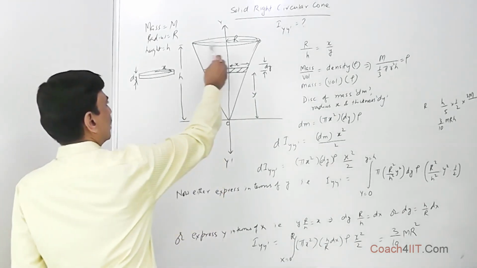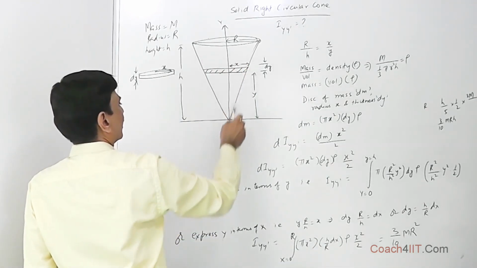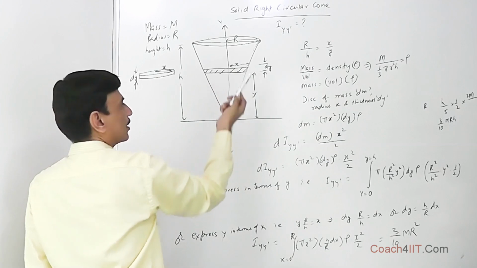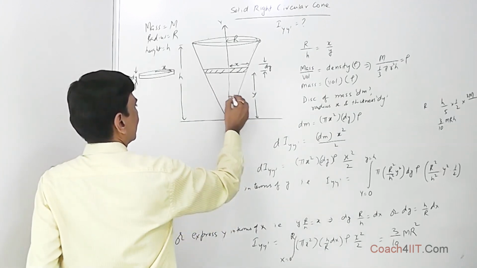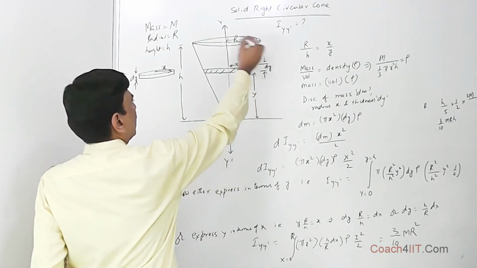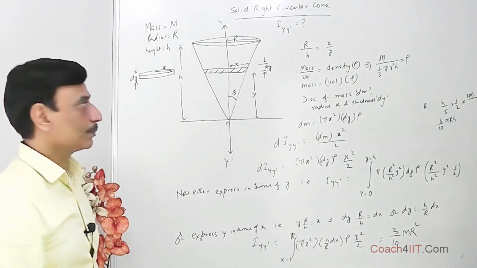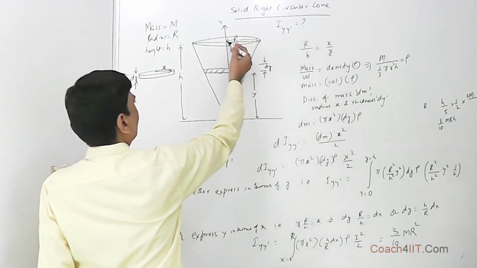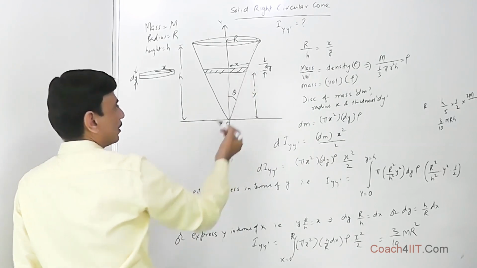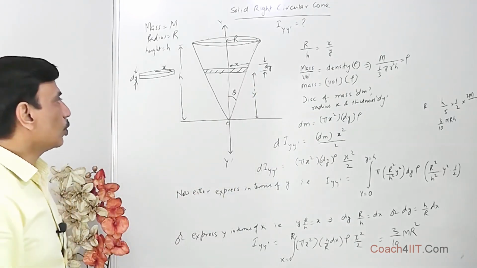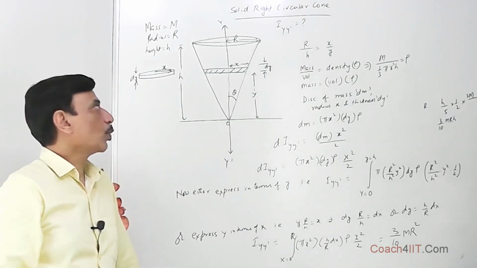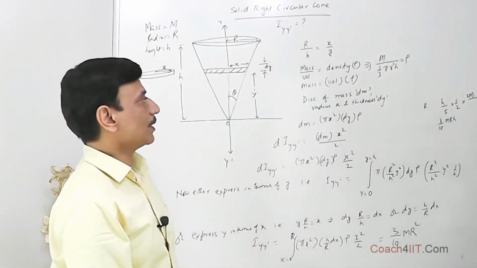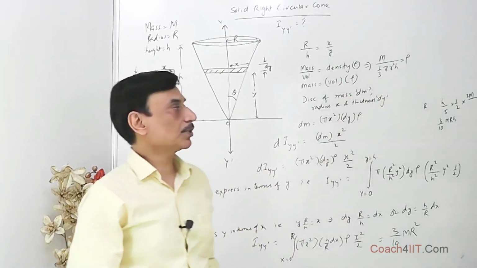Now obviously this bigger triangle and this smaller triangle are similar. Or we can say that tan theta, be it this triangle or this triangle, is going to be the same. So r by h is equal to x by y. We also know that mass per unit volume is density, so we have taken the density as rho. So mass m upon 1 by 3 pi r square h is rho.